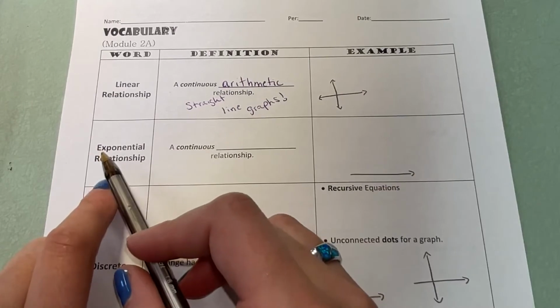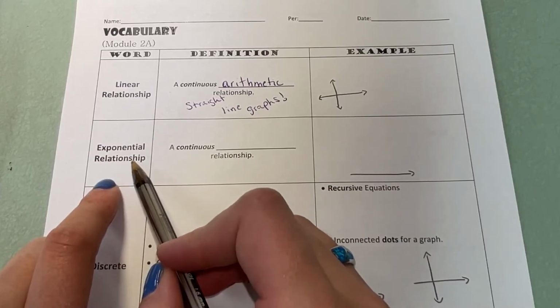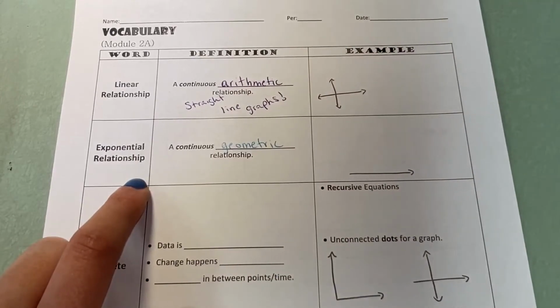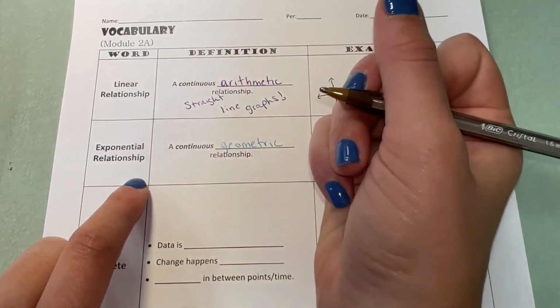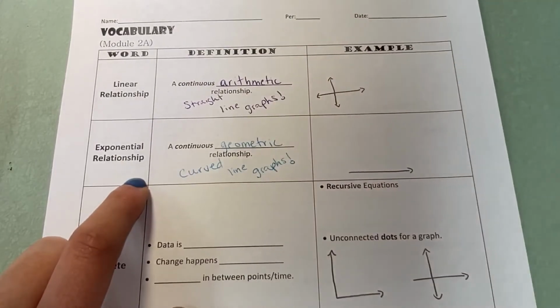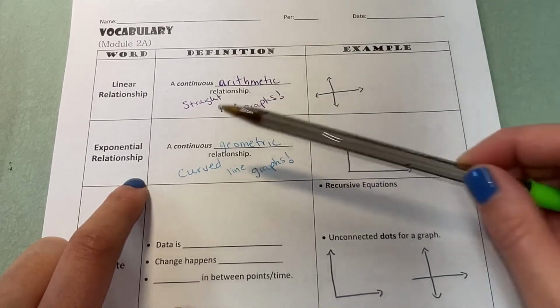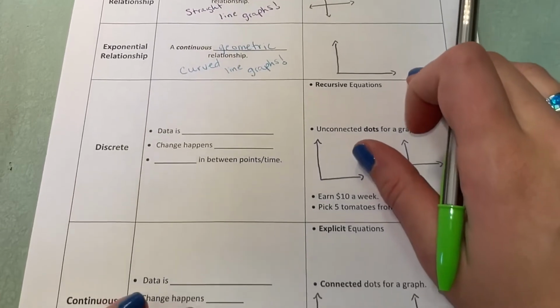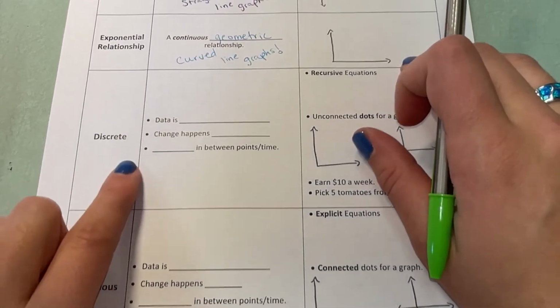Next up, we have exponential relationships. So this is a continuous geometric relationship. And another way to know if something's exponential is by looking at the graph. These have curved line graphs. Now, what does this continuous mean? Well, we're going to talk about that because there's continuous and then there's also discrete. So let's start with discrete.